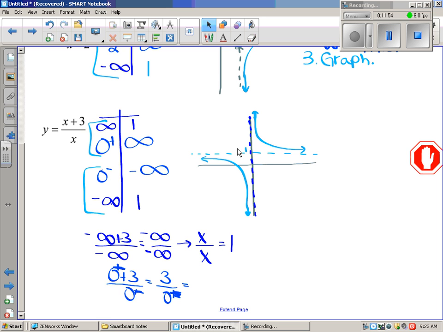So that's how you graph using limits, and we're going to work on this tomorrow in class. And then we're going to talk more about how to read the graph as well.